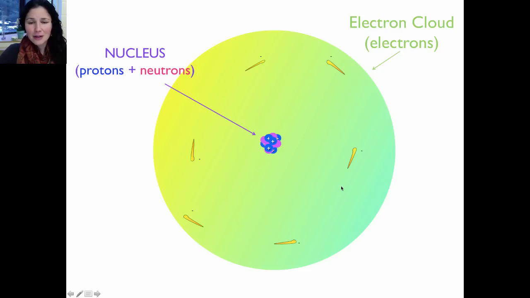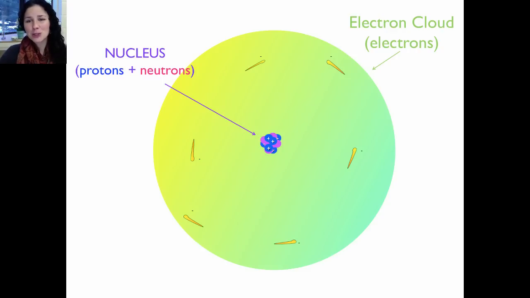You've probably seen the planetary model of the electrons, which shows them orbiting the nucleus. But that's not really what they do. They're actually buzzing around the nucleus so fast that they kind of look like a cloud.